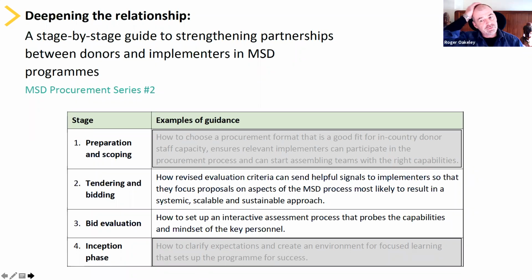Thanks, Mike. So this second paper looks more at the relationship building through the procurement process between donors and implementers, and the 4 stages there, as you can see on the screen, from scoping through the bidding process, the evaluation of those bids, and then ultimately inception, which is increasingly important for a lot of MSD programs. I think if I was to pick one of them, interestingly, it would probably be the evaluation stage amongst those 4 that is particularly important.